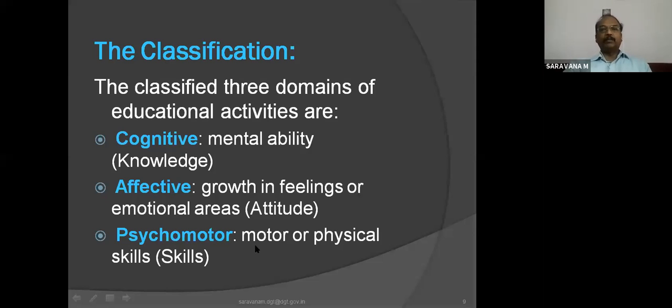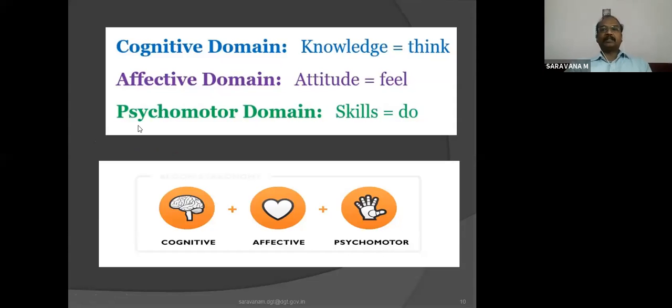So physical skill is related to motor or physical skill. So cognitive is knowledge, affective is attitude, and psychomotor is related to skill. I hope you will understand very well by seeing these explanations: cognitive, affective, and psychomotor. These are the 3 domains of Bloom's taxonomy of educational objectives.